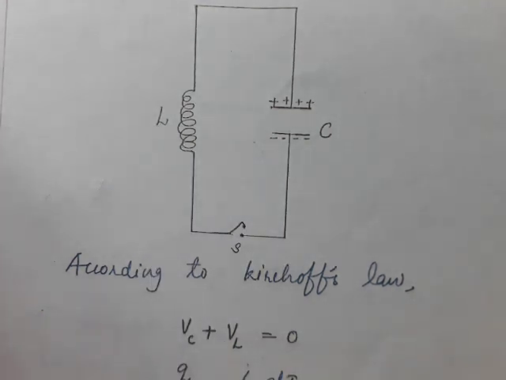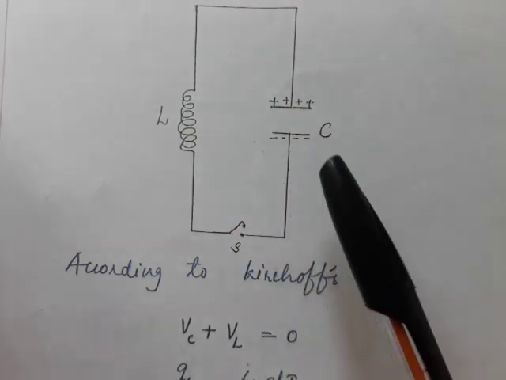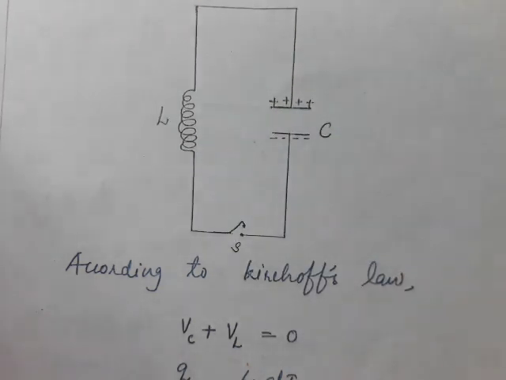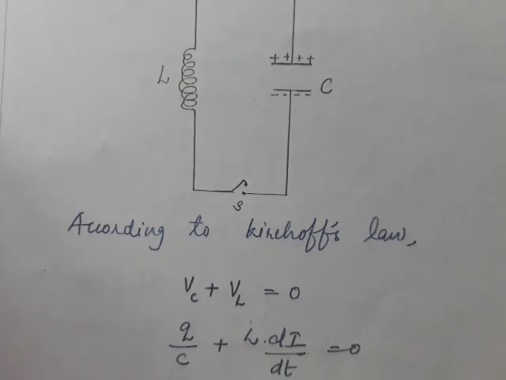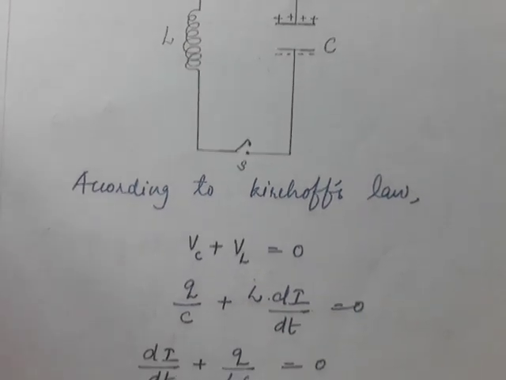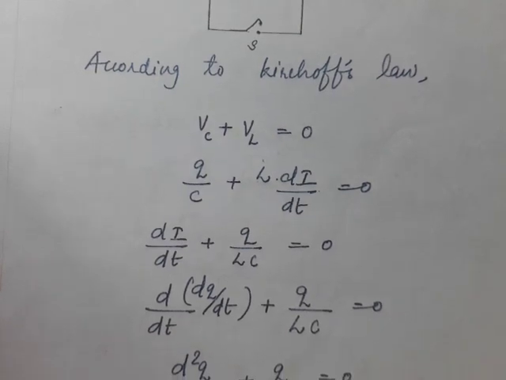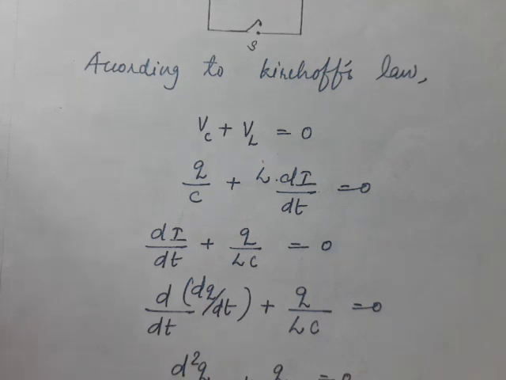So let's apply some mathematics here. We consider this a circuit. So let's consider the Kirchhoff voltage rule here. This is a loop. So the sum of voltages is 0 as per the Kirchhoff rule. So VC, voltage across the capacitor, and VL, voltage across the inductor, if you add up, it should be 0. So the voltage across the capacitor, as I said, is Q by C, and VL is L di by dt.